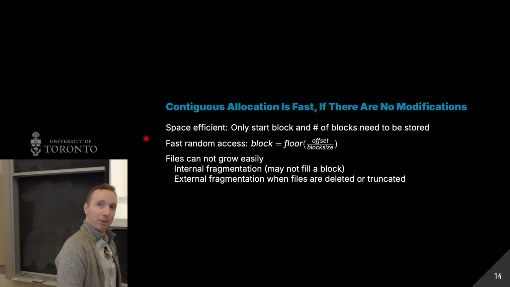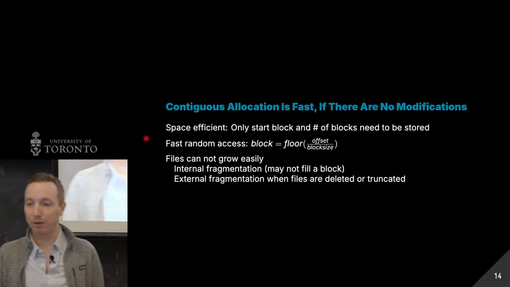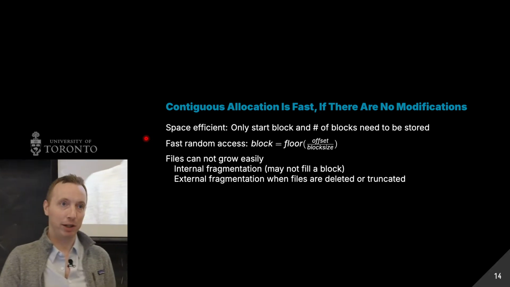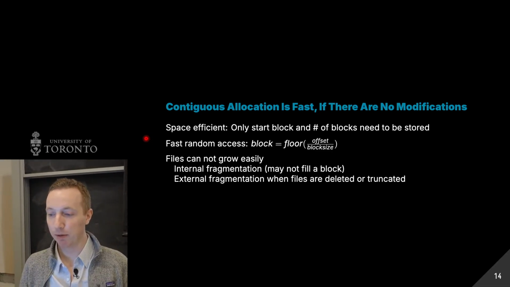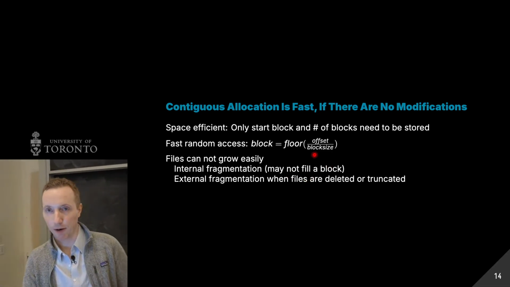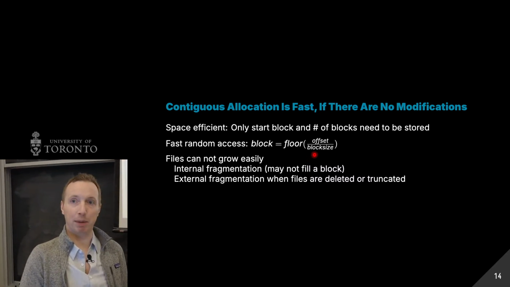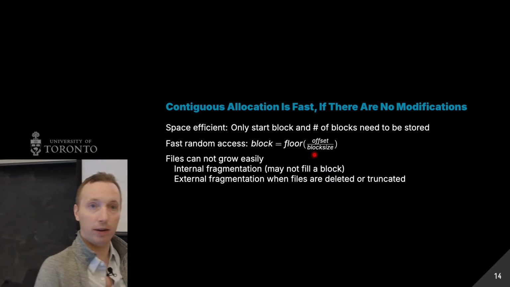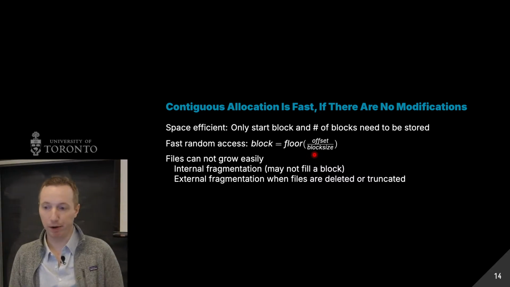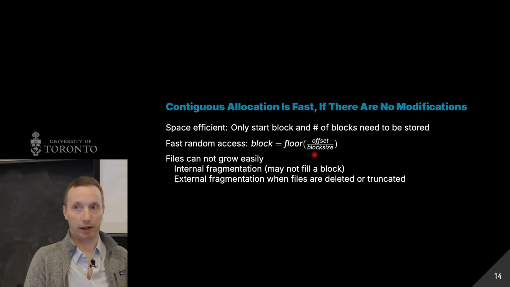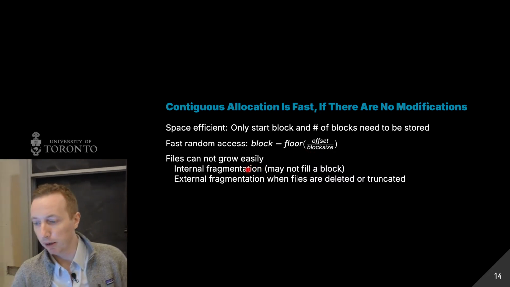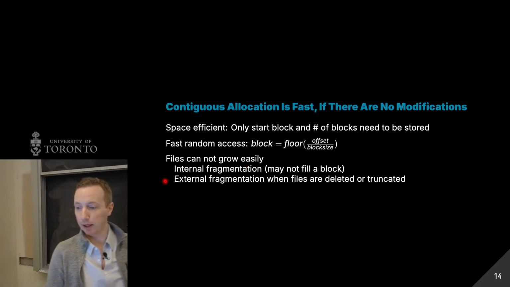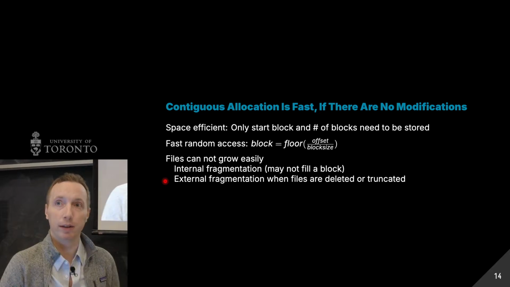This would be a good approach because it's space efficient to describe the contents of a file. You don't have to tell me that much information: what block it starts at and how many blocks need to be stored. It has fast random access, so if you try to access any byte in the file, I can immediately tell you what block it's on. If you want byte 6000, I could immediately tell you it's on block 1 of this file, which is just start plus block 1. Really easy to do, but files cannot grow easily, and we have something called fragmentation.